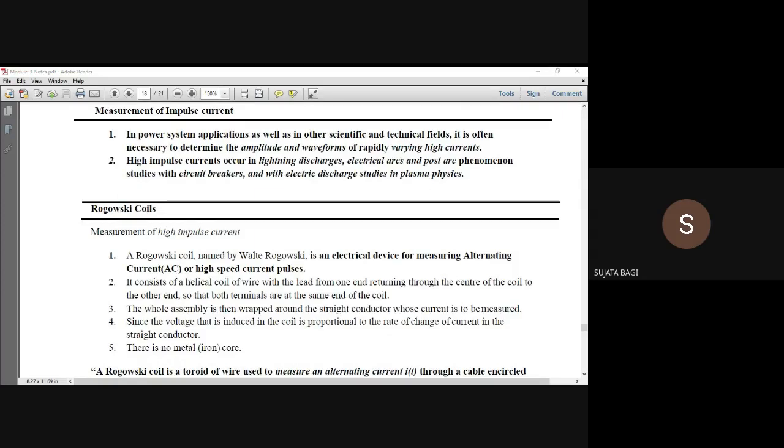In today's class I explained the divider circuits: the resistance divider circuit, where impedance is replaced by resistance, the capacitance divider circuit, and next will be the combination. In the next class, I will explain the Rogowski coil and the cathode ray oscilloscope.